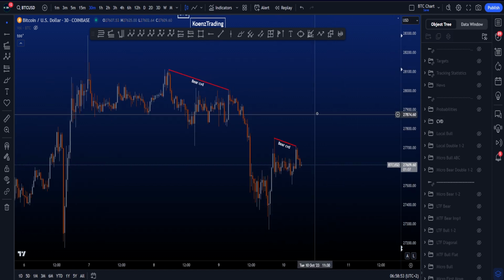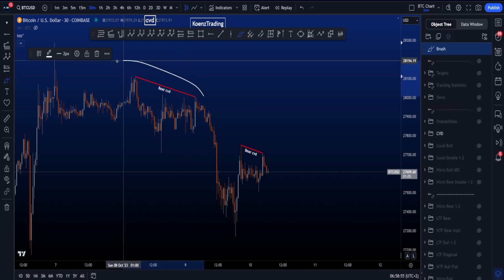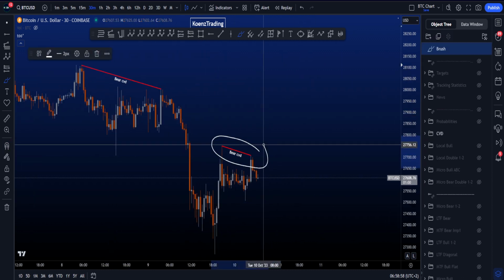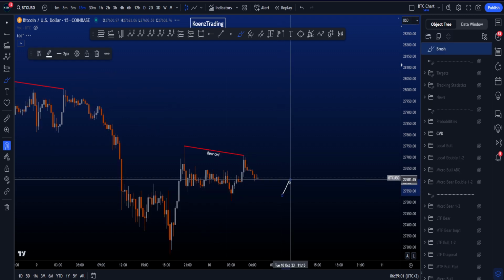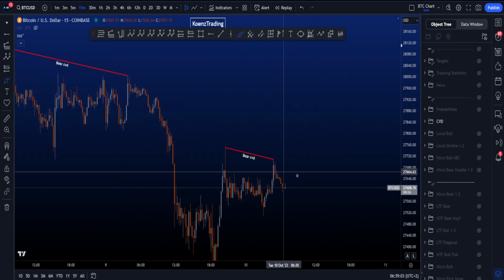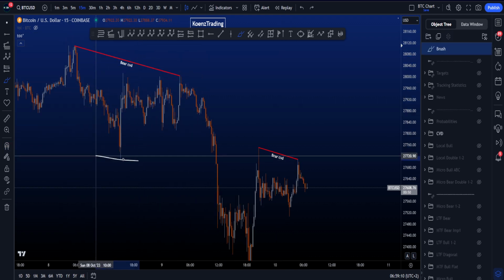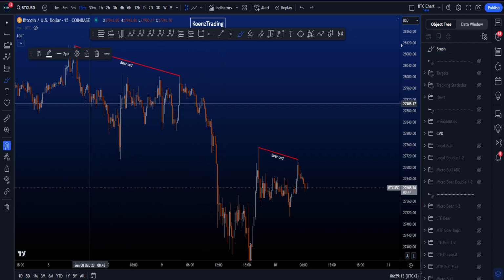If we look at the CVD divergences, then we had big bearish CVD divergences at the high over here, but also more locally, there's some bearish CVD divergences going on with a lower high on price and a higher high on the CVD. These already played out over here because the target of the bigger bearish CVD divergences was this low. Now price kept pushing to the downside.